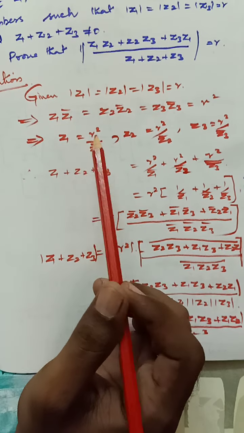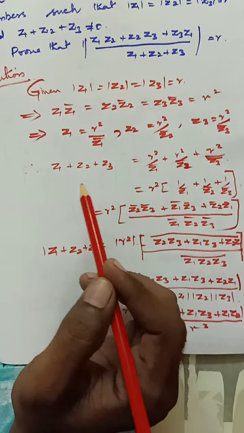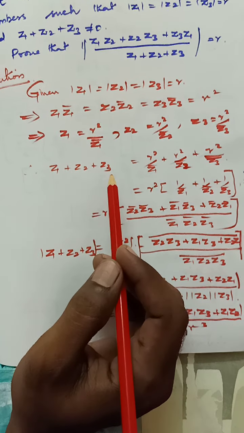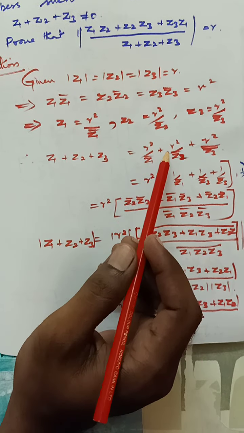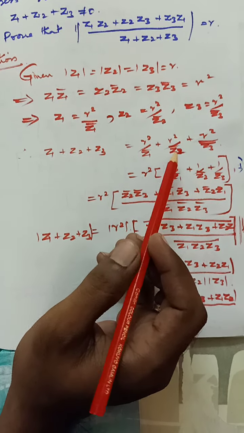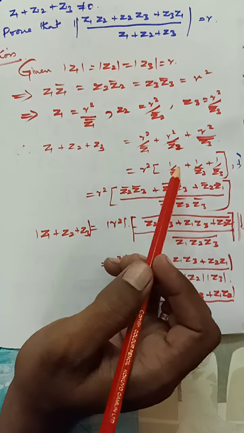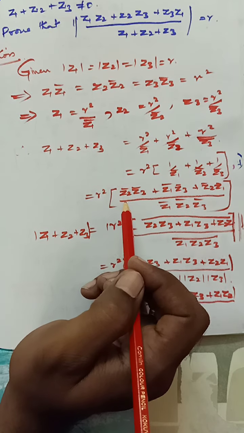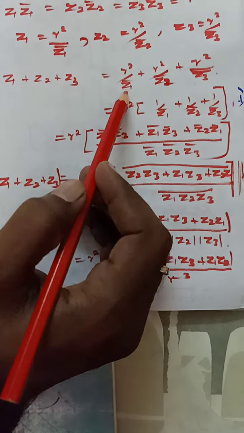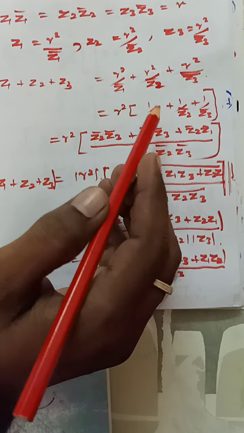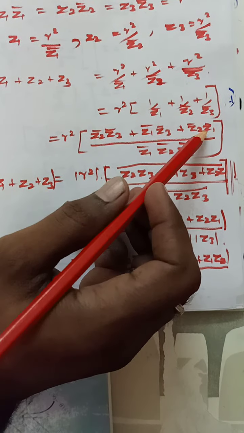I can find z1 as r squared by z1 bar, like that z2 and z3. So when the sum is z1 plus z2 plus z3, the answer will be r squared by z1 bar plus r squared by z2 bar plus r squared by z3 bar. So take cross multiplication, it becomes r squared into (z2 bar plus z3 bar), here we are missing z2 and z3, so z2 z3 bar, and here it is z1 bar z3 bar, here it is z2 and z1 bar.